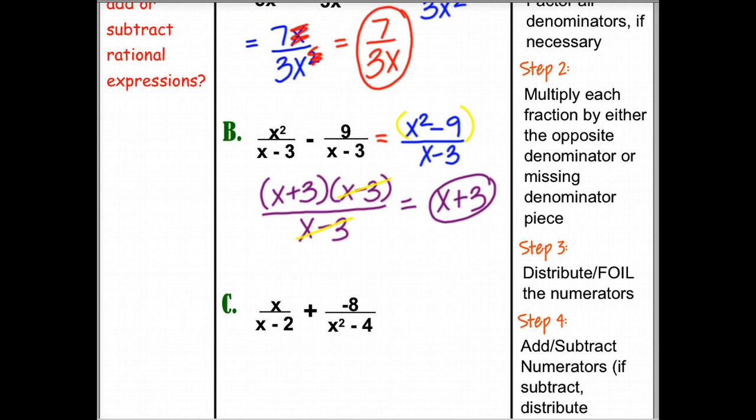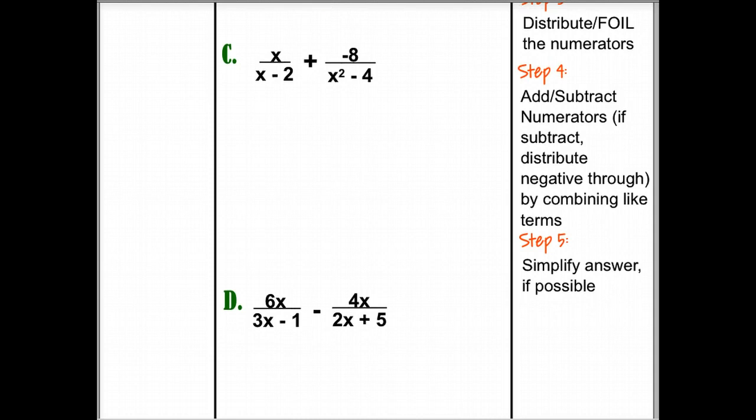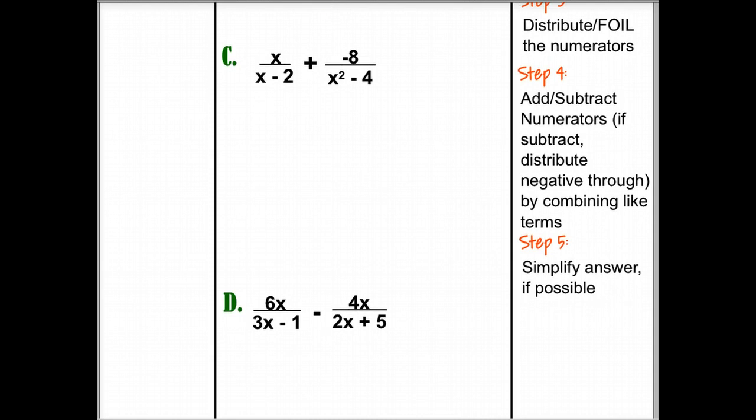Moving on to one that doesn't have common denominators. The first thing I want to do is factor. So when I rewrite this, I see that I have x over x minus 2, which is already factored, plus negative 8 on top, and x squared minus 4 is a difference of squares again. So this is x plus 2 times x minus 2.